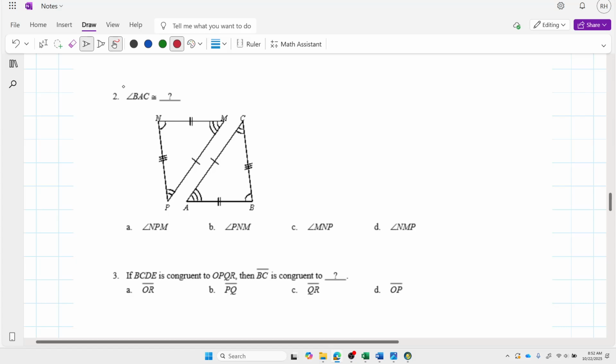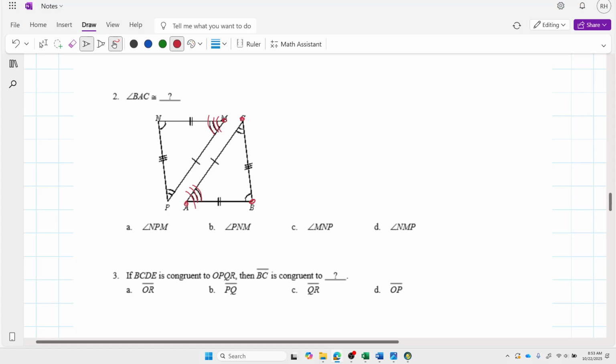Now, in this picture, problem number 2, angle BAC is congruent to. So find angle BAC first. We got BAC. It's got 3 arc marks. It's congruent to the angle in the other triangle that has 3 arc marks. So this angle M right here.